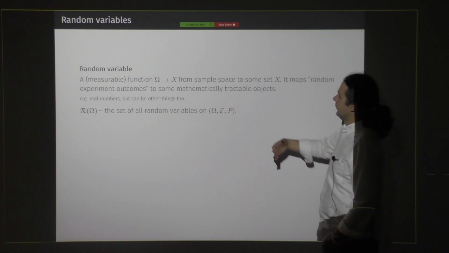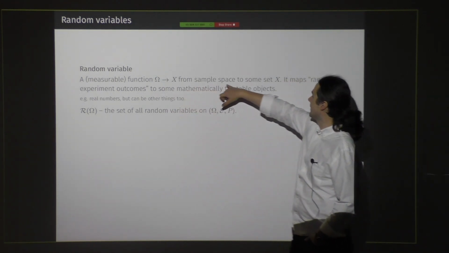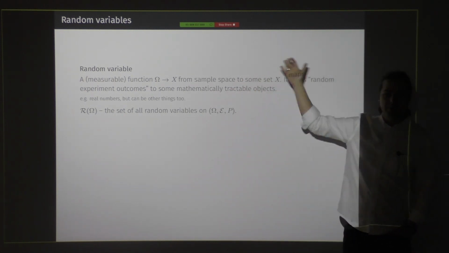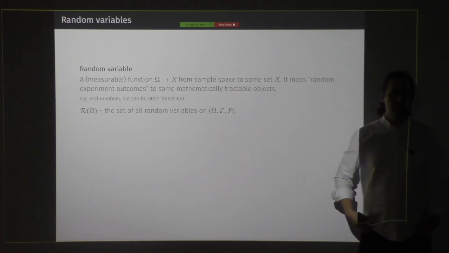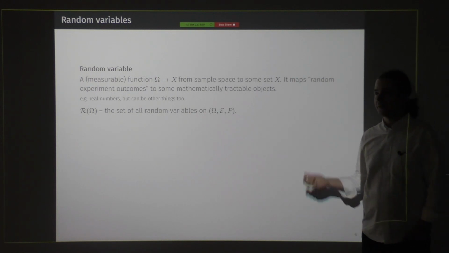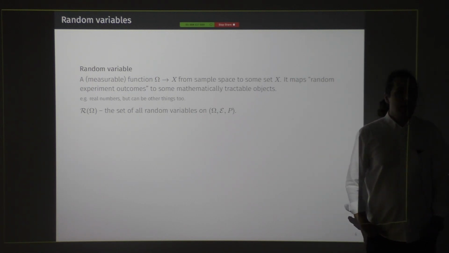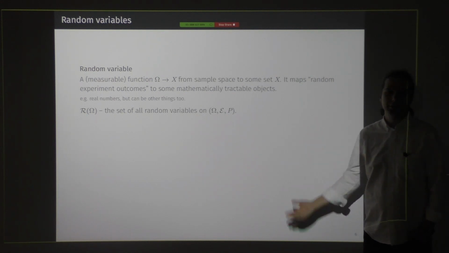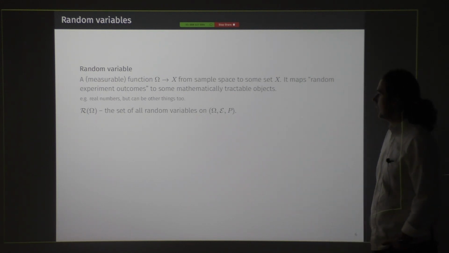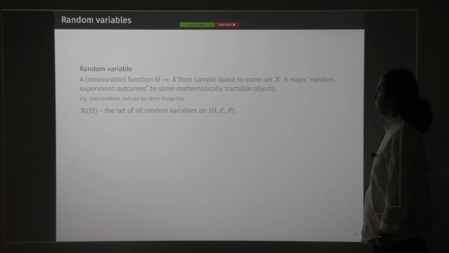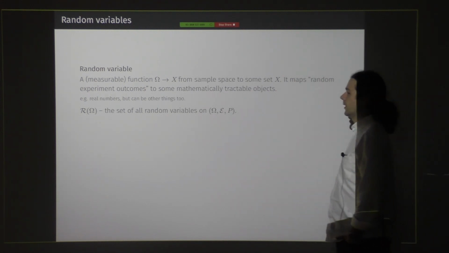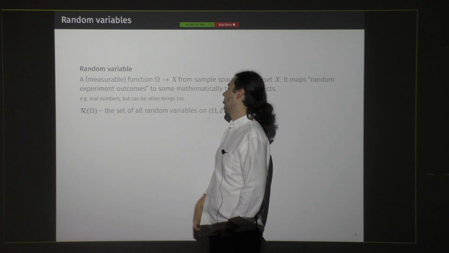Which is from the sample space to some set. Well, exactly not some set. I mean, usually the set has to have some structure. For example, the real numbers, a vector space, any finite set, something that is meaningful for a problem. Okay, and we can denote the set of all random variables, so the set of all those functions, by this R over omega.